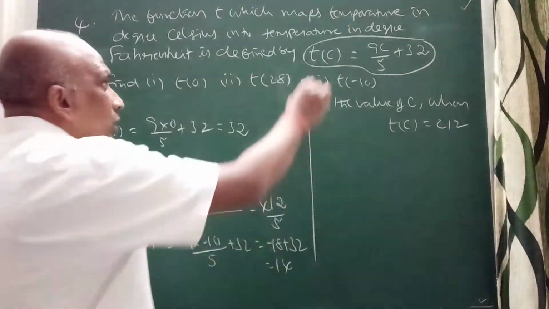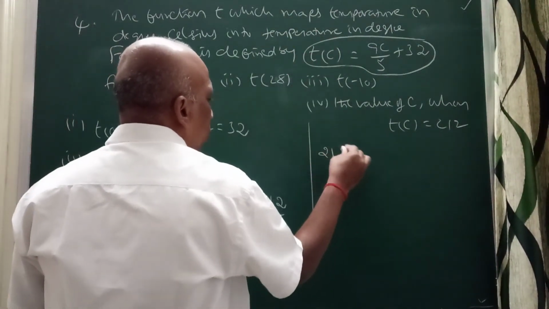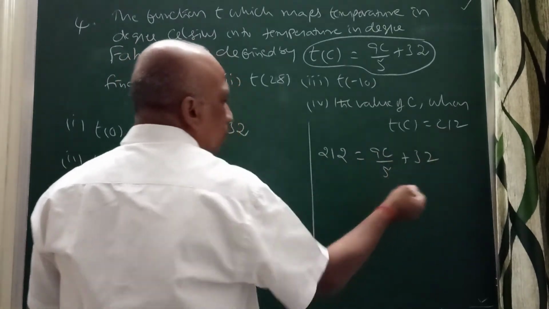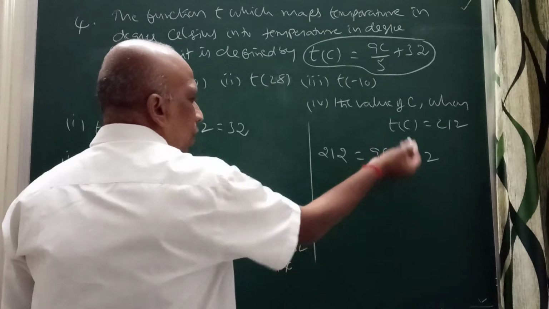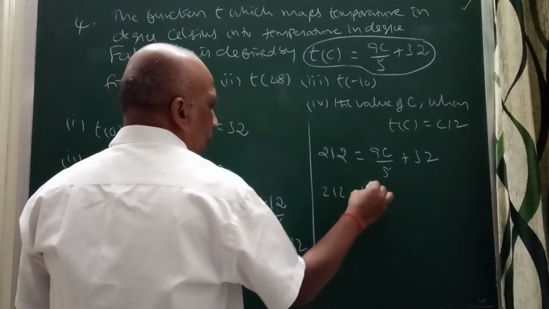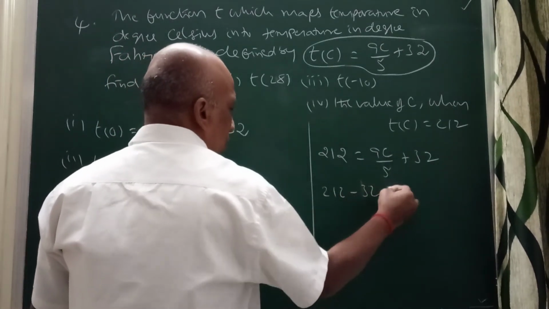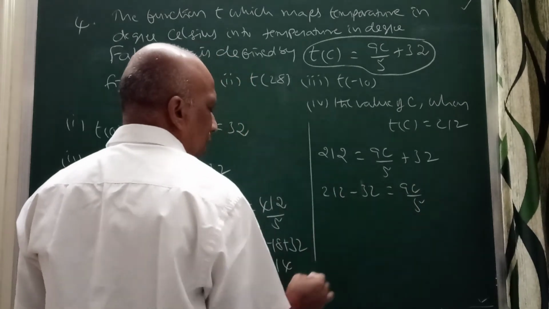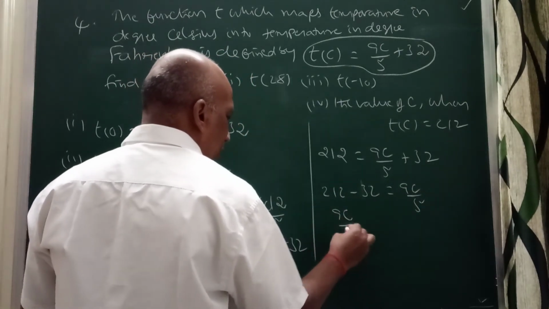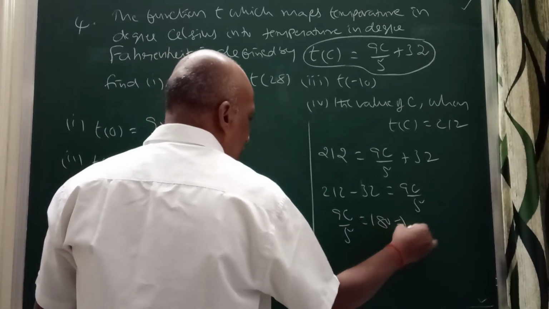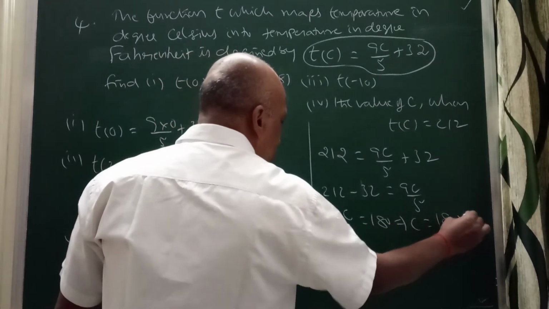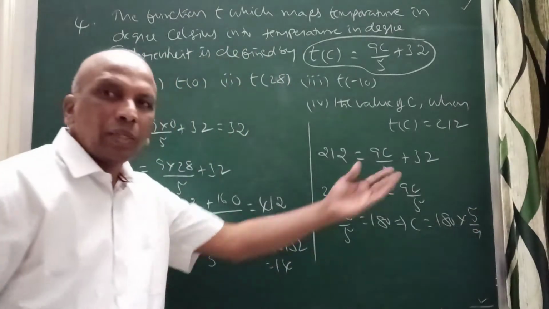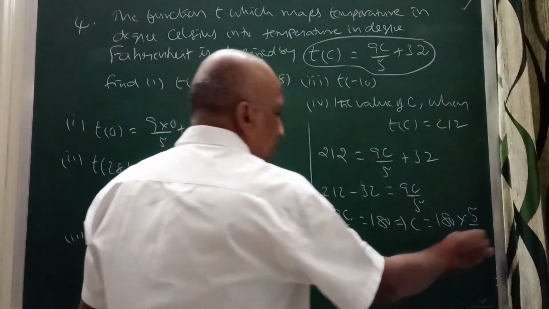Coming to the fourth one, the value of C when T of C is equal to 212. This is given, 212. So 212 equal to 9C by 5 plus 32. Transfer this side: 212 minus 32 equal to 9C by 5. You will get the difference 180, right? So 9C by 5 is equal to 180. Then C is equal to 180 into 5 by 9, since multiplication moves to the other side as 5 by 9.